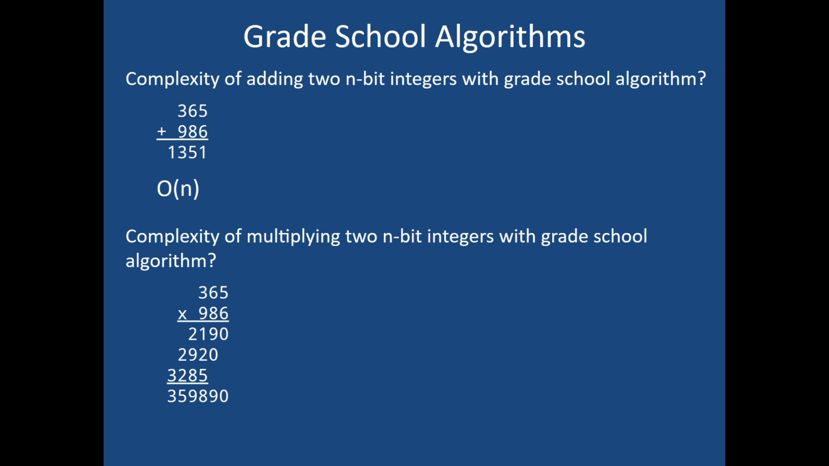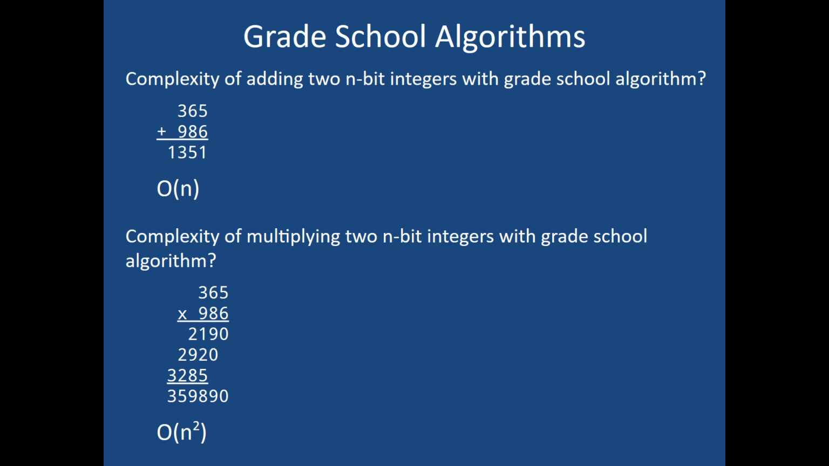Grade school multiplication. How many operations are required to multiply a pair of n-bit integers? Is it n squared? That's n squared, because we have to take the 6 and do 1, 2, 3 multiplications, and then another 1, 2, 3, and then another 1, 2, 3. So that's 9 multiplications, plus some additions, a linear number of additions. But what it boils down to is n squared. So grade school multiplication is n squared, and you know that intuitively. It's a lot easier to add than to multiply.